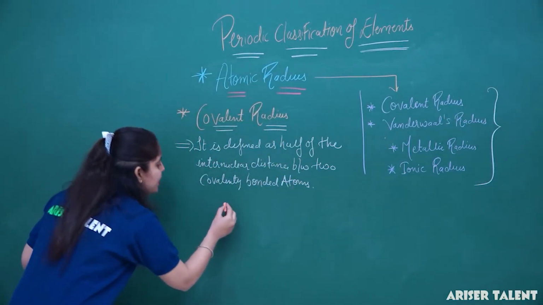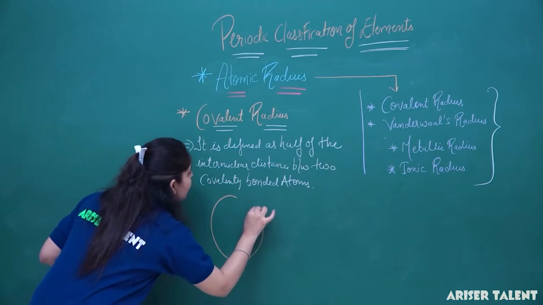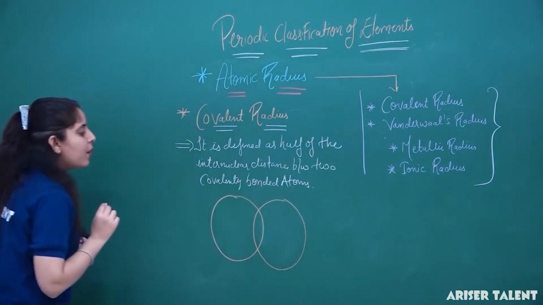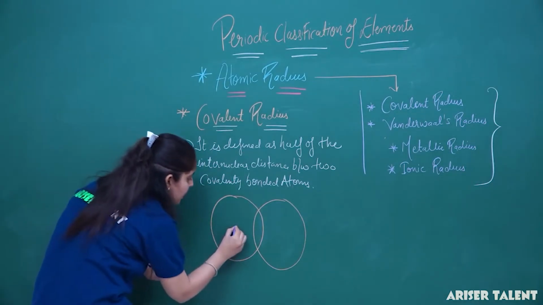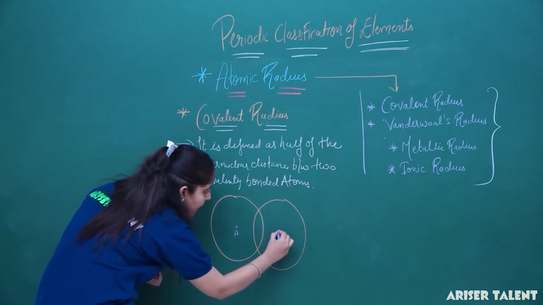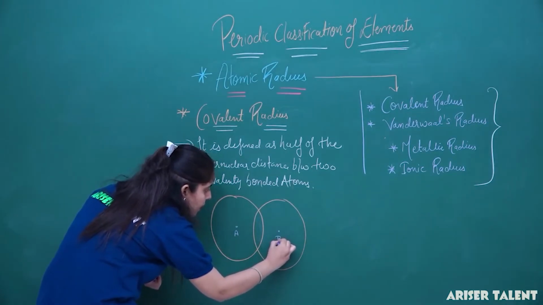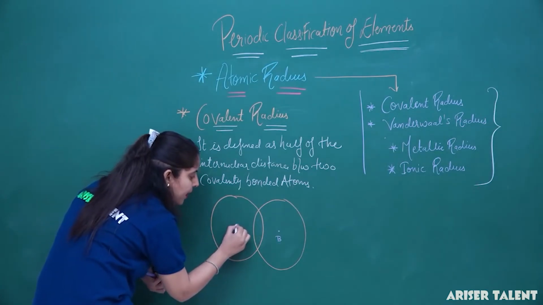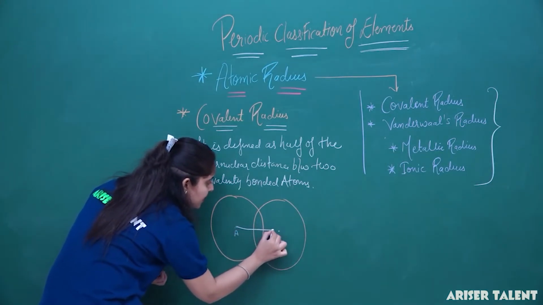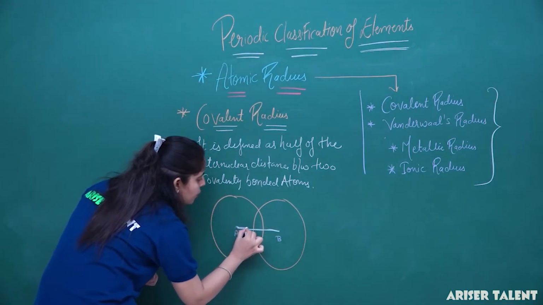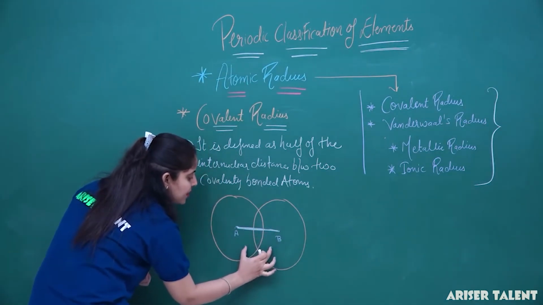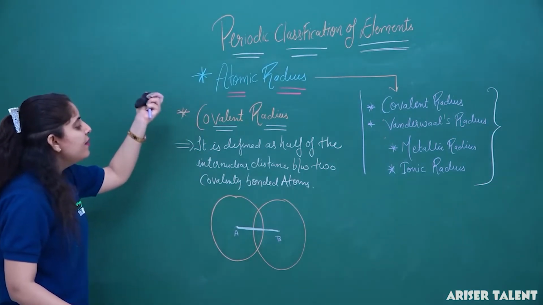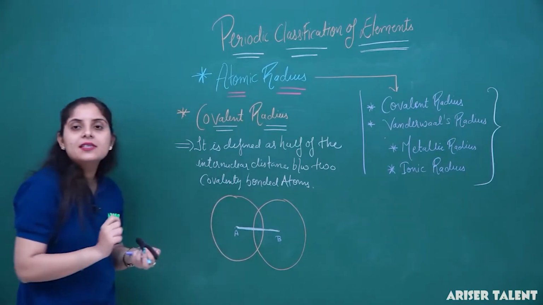So, how can the covalent radius be identified? Suppose we have the 2 atoms here, and this will be formed by the overlapping of the atoms. Suppose this is my atom A and this is my atom B. Now, what is the internuclear distance between these atoms? This is the nucleus of atom A and this is the nucleus of atom B. So, this is our internuclear distance, here it is AB. The covalent radius is half of the internuclear distance between them.